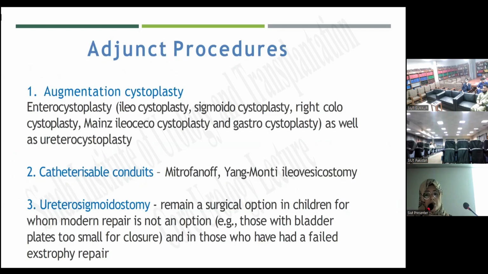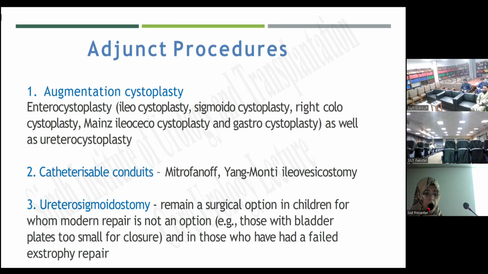The adjunct procedures are performed in children who have poor bladder capacity or poor bladder compliance, and in those who fail to achieve continence or safe bladder storage characteristics following bladder neck reconstruction. And these adjunct procedures include augmentation cystoplasty, which can be done by either ileocystoplasty, sigmoidocystoplasty, right colocystoplasty, cecocystoplasty, gastrocystoplasty, as well as ureterocystoplasty.